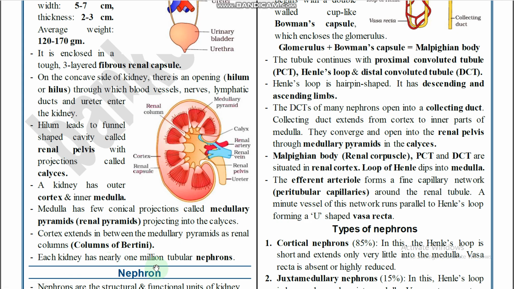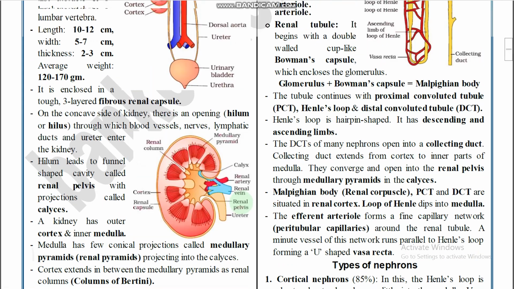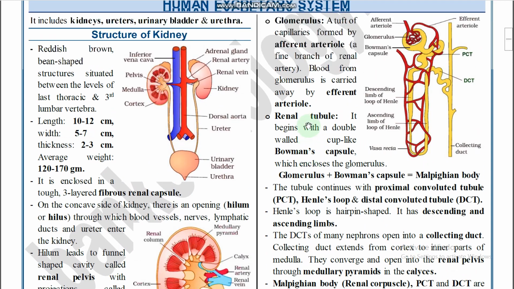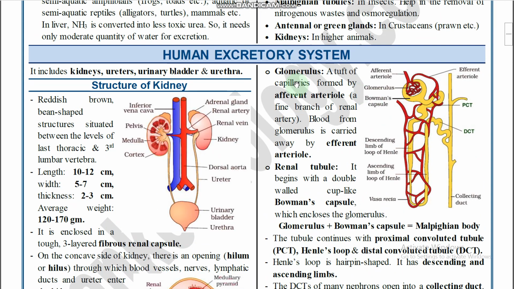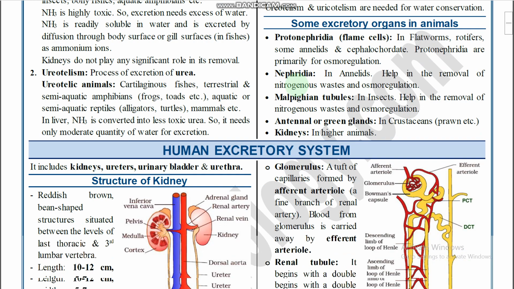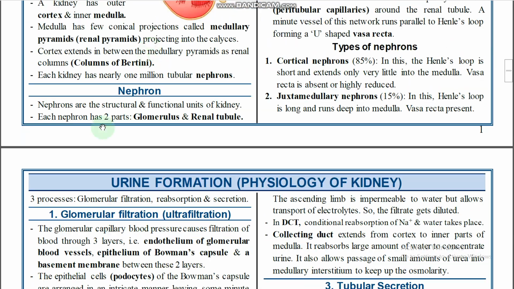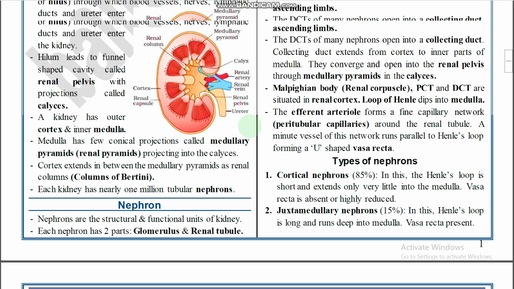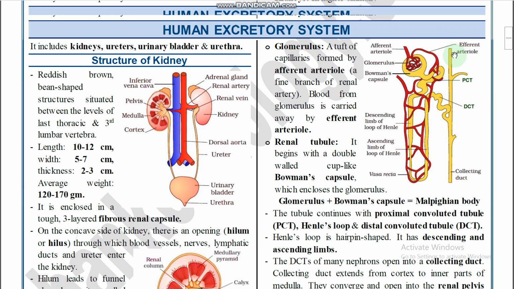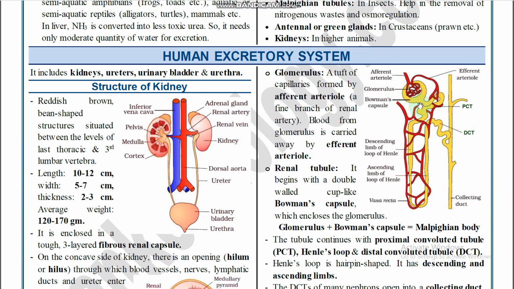Each kidney has nearly 1 million tubular nephrons. The structural and functional units of the kidneys are called nephrons. Approximately how many are present? 1 million. Each nephron has mainly two parts: the glomerulus and the renal tubule. This region is called the glomerulus, and the remaining part is the renal tubule.